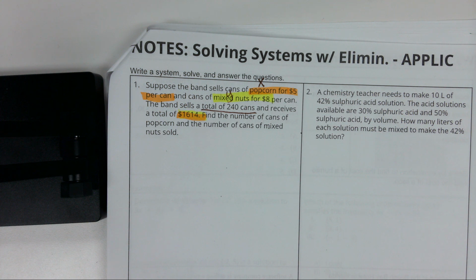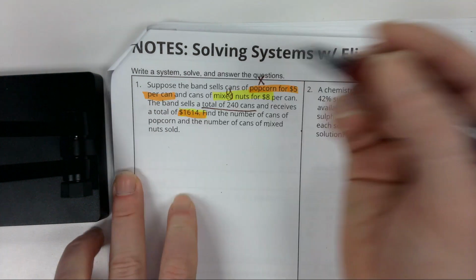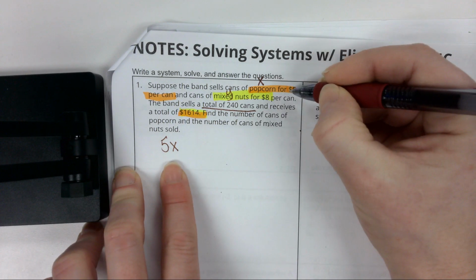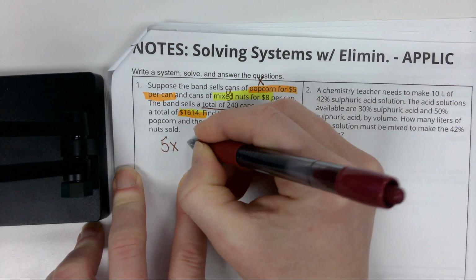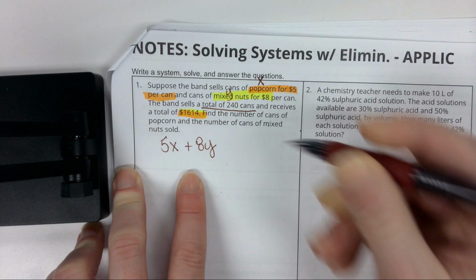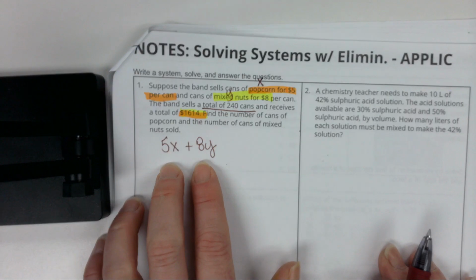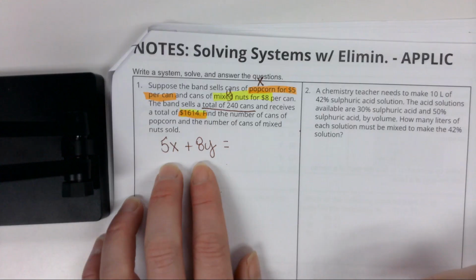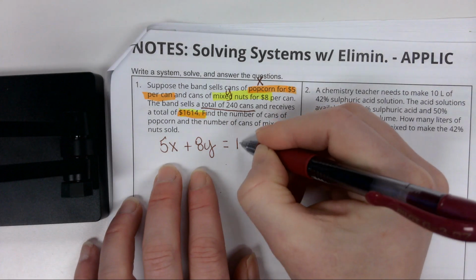What do you want to try? Popcorn for $5 a can, mixed nuts for $8 a can. Oh, never mind. I can do that. Braden? 5x plus 8x equals 240. Okay, you're very close. He says 5x, that's how much the popcorn costs, right? And plus 8y. When you're putting the money in front, Braden, we're going to keep all the money together. So how much money is totaled? 16. Yeah, so we're going to put that with the money. Okay.